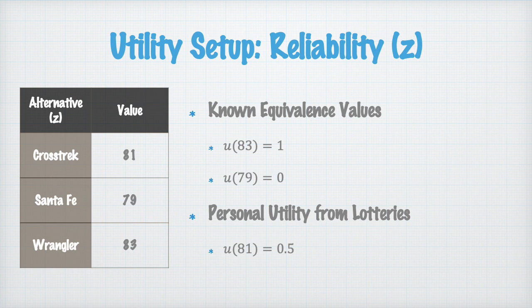Finally, we'll look at the reliability for the three alternatives, where the highest utility of 1 will be scored for the Wrangler with the highest reliability score, and the Santa Fe will receive the lowest utility score of 0 since it has the lowest associated reliability score. Our lottery will determine a personal utility of approximately 0.5 for the Crosstrek as the intermediary value.